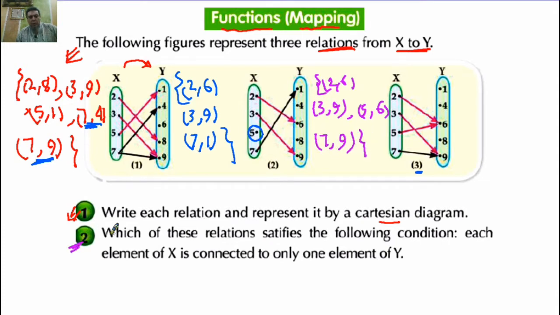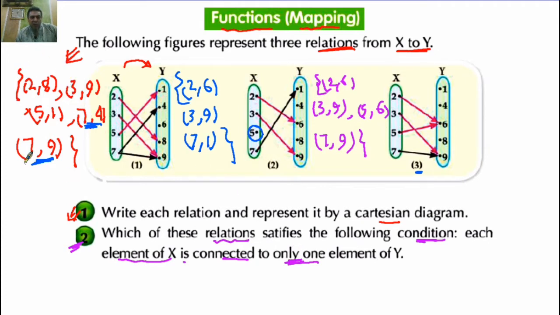Number 2. Question: which of these relations satisfy the following condition? What's the condition? Each element in x is connected to only one element of y.